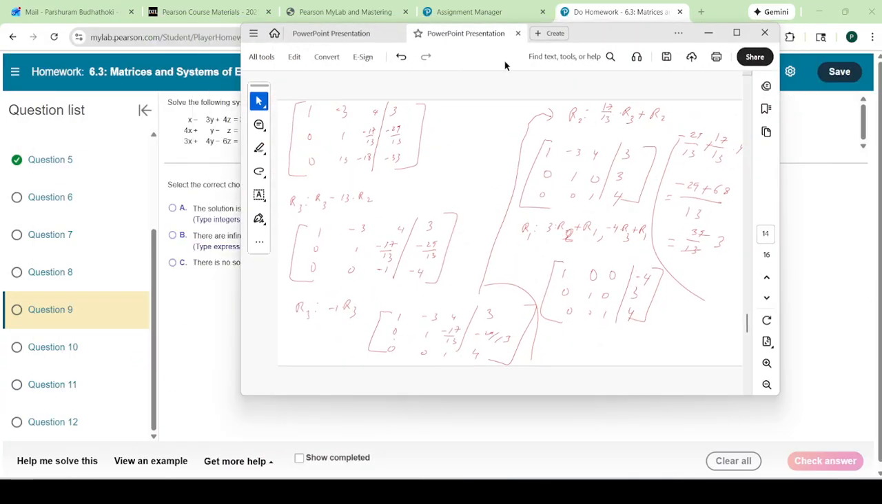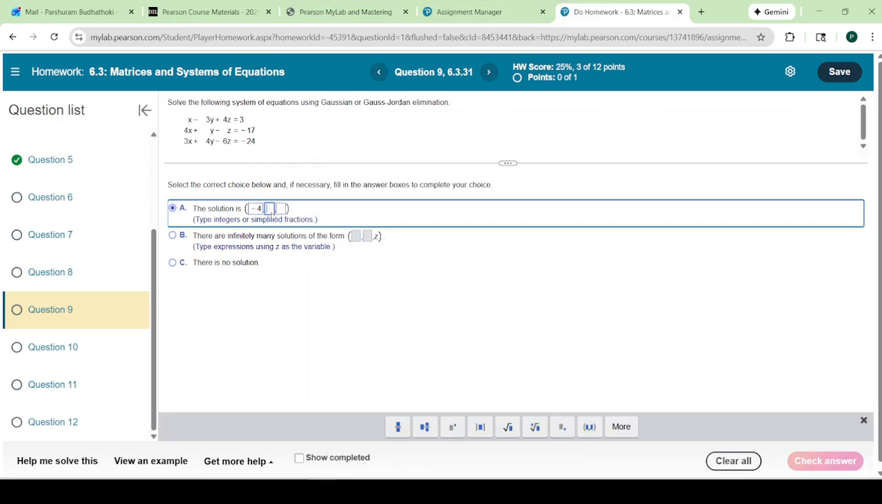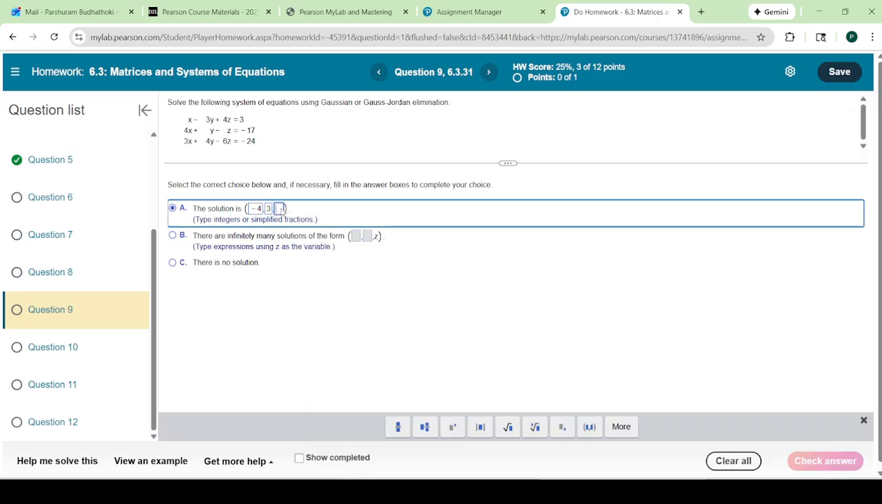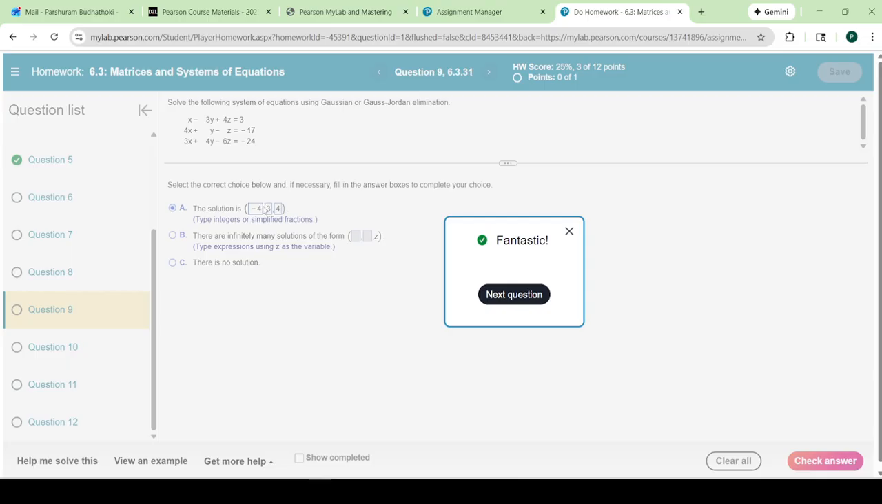If it's not right, then I have to come back and check it again. So x is negative 4, y is 3, and then z is 4. I can also check this value here. So that's perfect. That's the answer. I can also verify this answer here before I hit my submit button. Okay, so that's the Gauss elimination process, and we use the row operations to solve a system of equations. And that's all for this section.